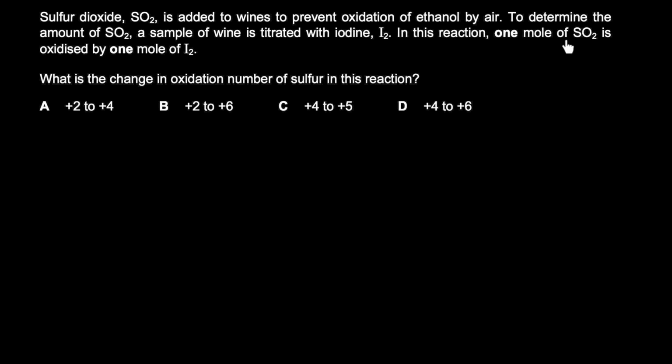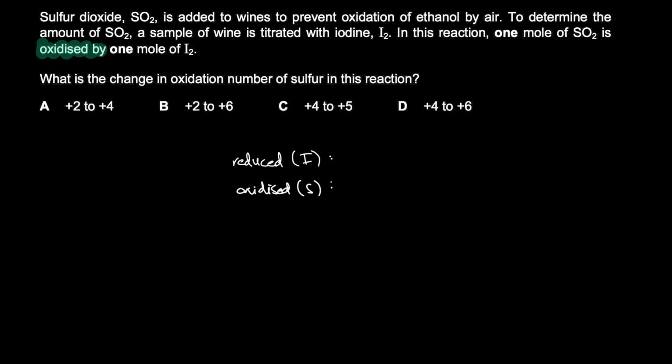So the question is saying SO2 is oxidized. SO2 is oxidized by 1 mole of iodine. So that means that as far as the reduction is concerned, right, it's iodine being reduced, right? Iodine atoms will have a decrease in oxidation number because it's the oxidizing agent, right? And then sulfur is being oxidized, right? Because sulfur dioxide over here is undergoing oxidation.